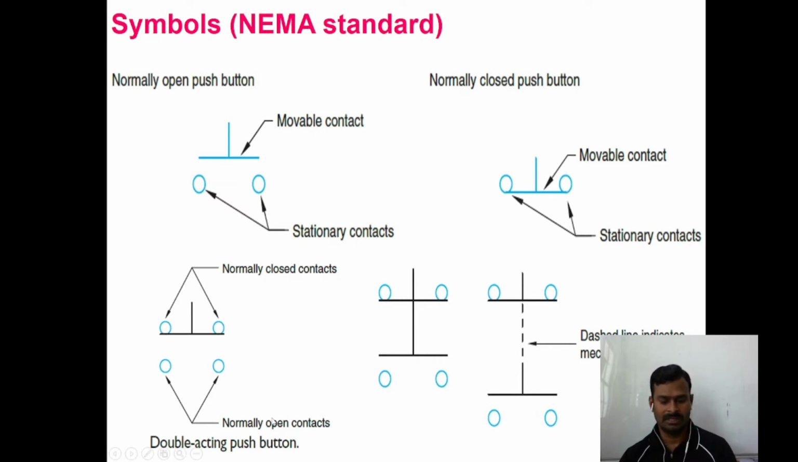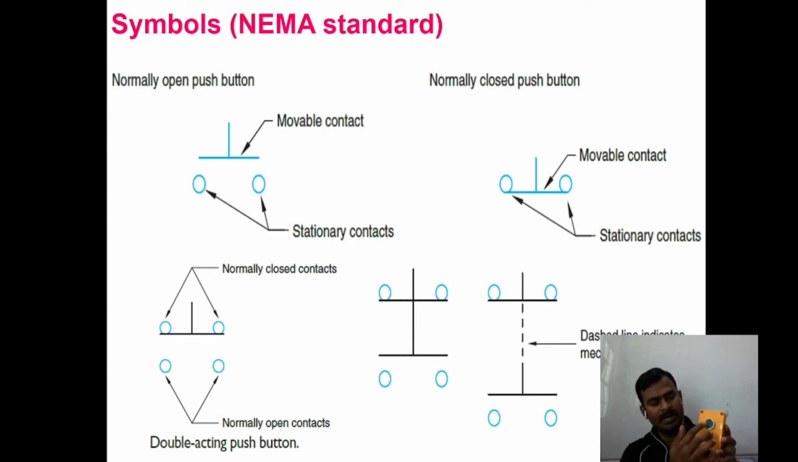Okay, so this is a symbolic representation of the push button type switches. I have push buttons in my hand. These are my push button switches, where the push buttons are represented with different colors. Usually the green color push buttons are used for starting the motor or starting the machine, and the red color one is used to stop the machine.